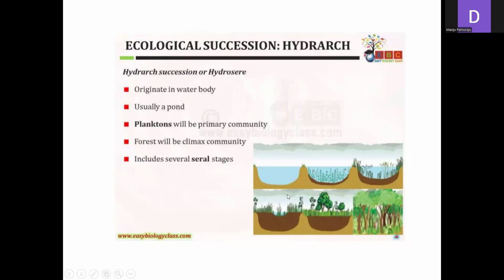So when we observe this pond, first there is no soil here. Slowly the formation of soil is occurring, this brown color, as the death and decay of these phytoplanktons takes place. So here the formation of soil will occur and it is replaced by another community. Like that, this is the process of ecological succession which occurs in the pond.